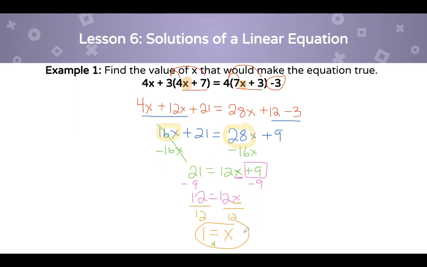Okay, so here we have a solution. It's x equals 1. We had to do several things first. We started with getting rid of the parentheses. Then we simplified, and then we started solving just like you guys were practicing yesterday. So that was example 1.